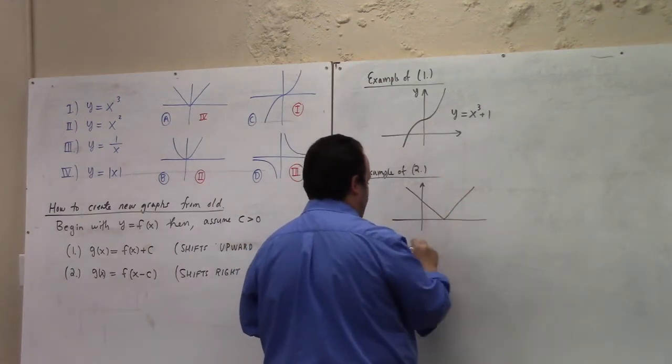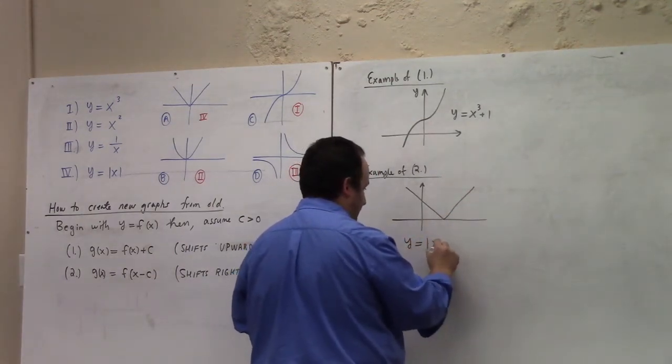This would be y equals the absolute value of x minus 1.